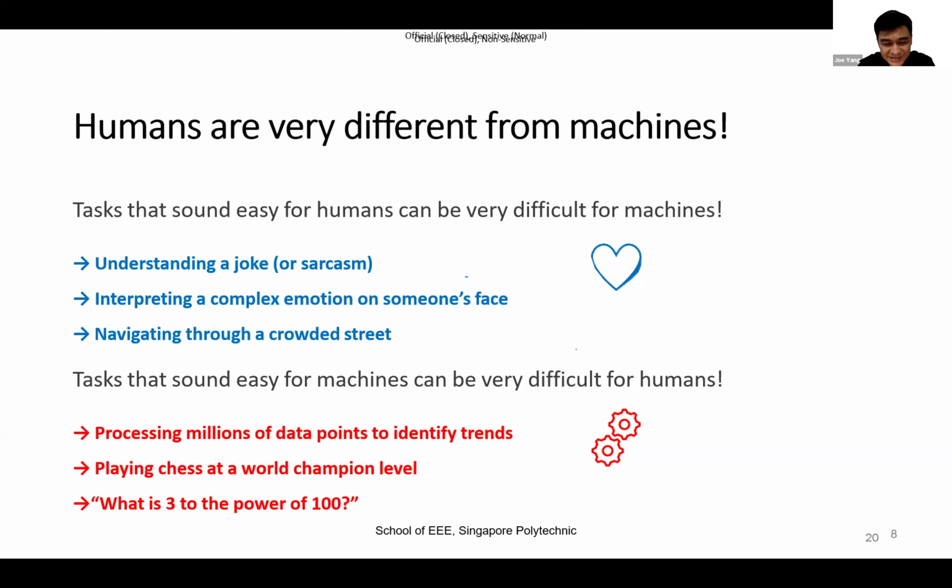You can try with ChatGPT if you want to. Okay, interpreting the complex emotions on somebody's face.